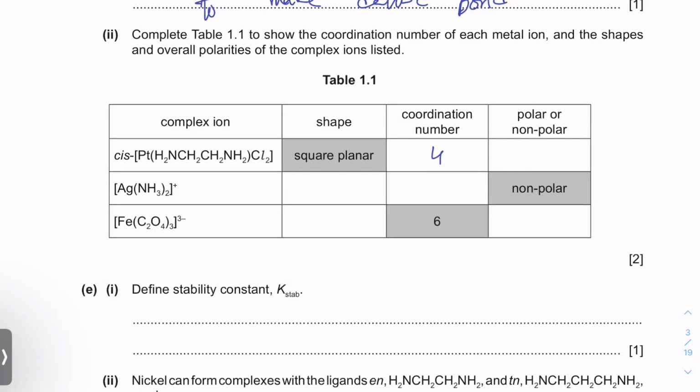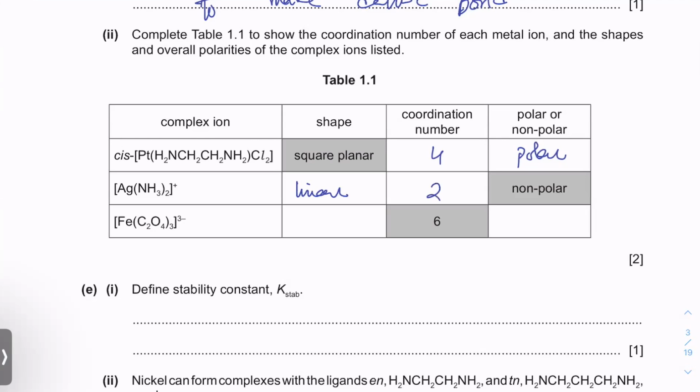It will definitely be polar. Confirm, because chlorine na bhi ho, nitrogen has a very high electronegativity. So this will be polar. Silver with 2 ammonia. This is non-polar because linear structure hai. Dono sides se wo cancel kar denge dipoles ko. Even though the bonds are polar on either side, the overall structure is non-polar.